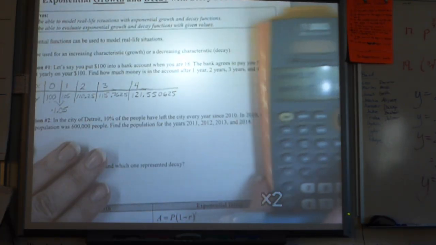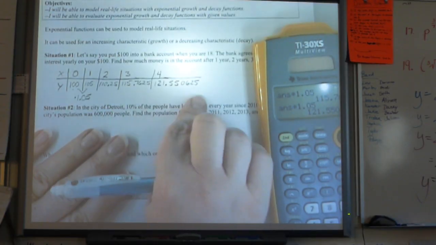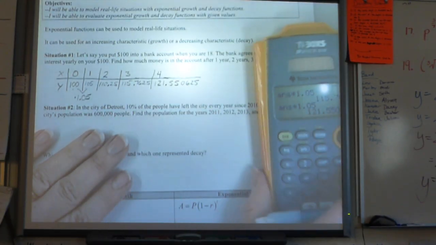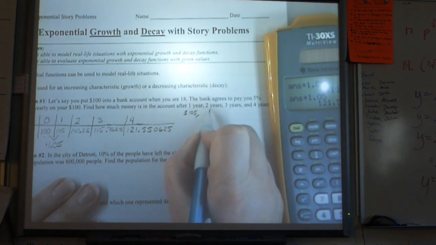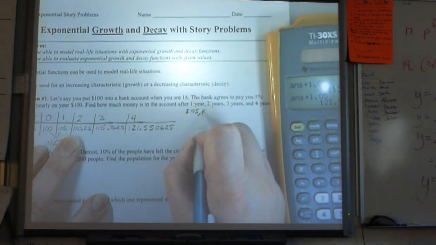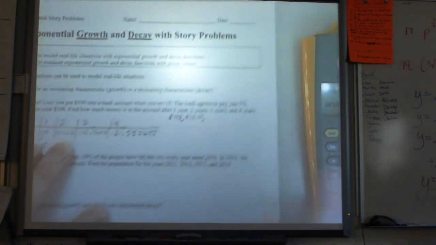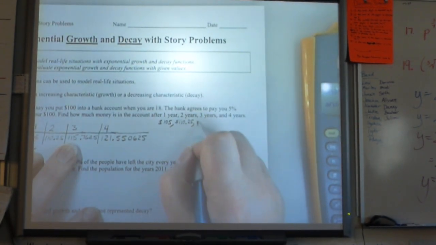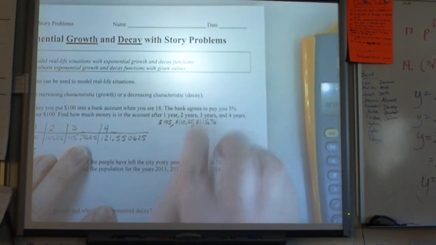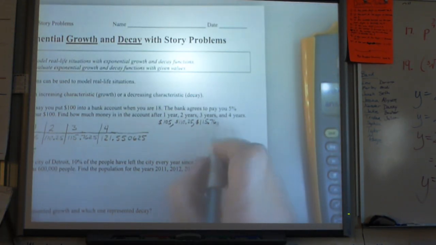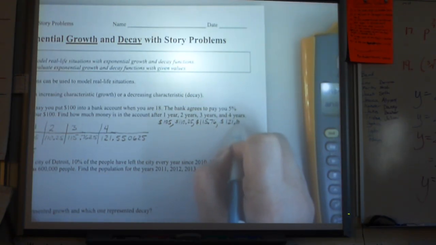So this is representing our money. Now, because it's representing money, we would round these to the nearest dollar. At the end of the first year, how much was this worth? $105. At the end of the second year, how much was this worth? $110.25. At the end of the third year, how much is this worth? $115.76. Now we do round, and then at the end of the fourth year, $121.55.